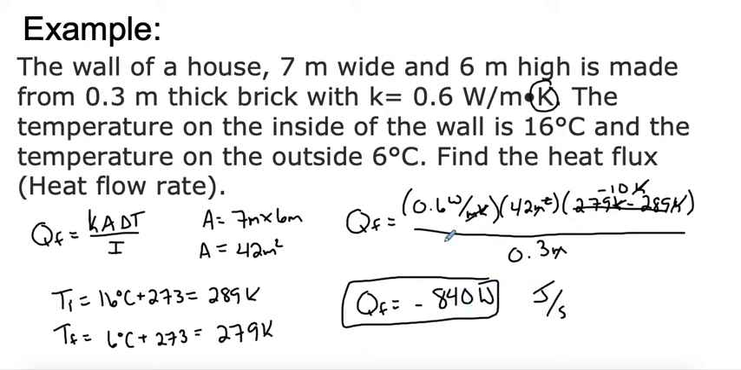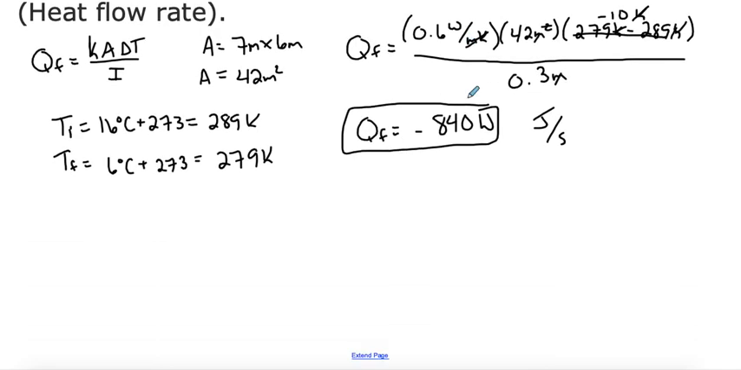So for every second that goes by, this 16 degrees, we're changing from 16 to 6 because remember, those temperatures want to equalize. So we're losing 840 joules every second. So if we increase our insulators, this would go down, which would mean we'd lose less energy every second. So that's how we make sense of the watts being used in this problem.